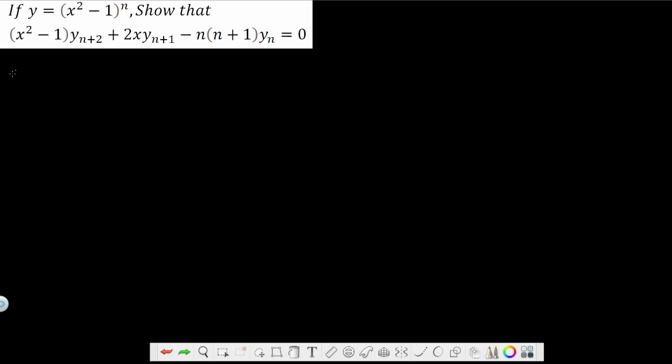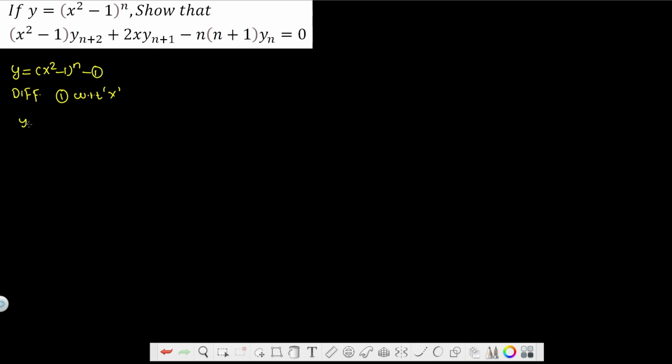We are given y equals (x square minus 1) to the power n. If you notice, we have 2 here. This means that we have to differentiate y with respect to x 2 times. So let us first differentiate y 1 time with respect to x. Differentiating this equation 1 with respect to x.